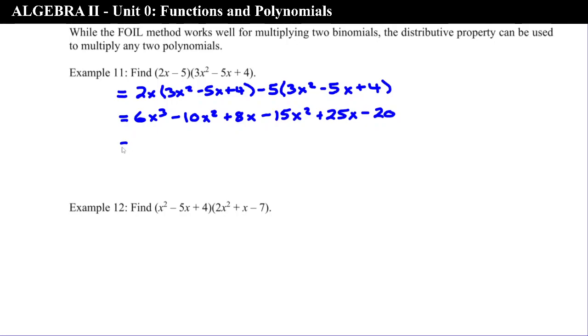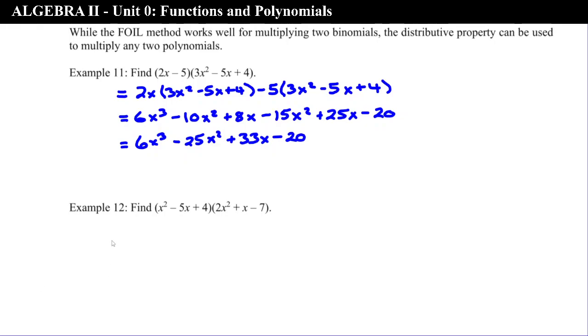Now we're just going to combine our like terms. So 6x to the third is by itself. Then we have a minus 10x squared and a minus 15x squared, which gives us negative 25x squared. And we have 8x plus 25x, that gives us 33x. And then minus 20 on the end. And that's our answer.